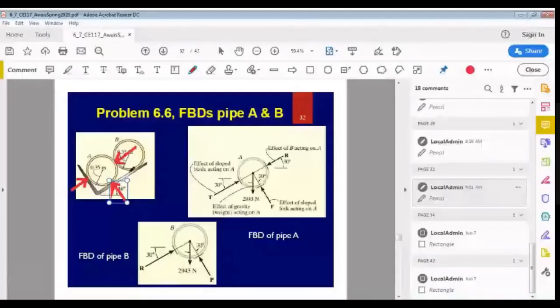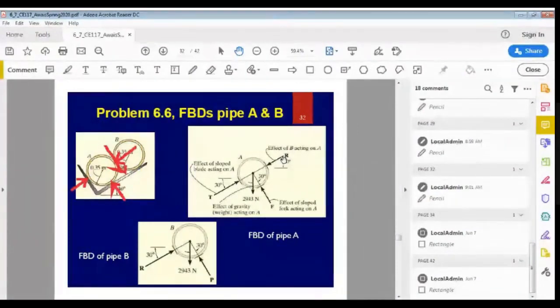And when I remove this pipe, I have to apply a force which will be perpendicular to this contact surface. If these pipes were not frictionless, there would also be a horizontal force as well. But since they are frictionless, there will be no horizontal force in this case. Okay? So there will be only force perpendicular to the contact surface.